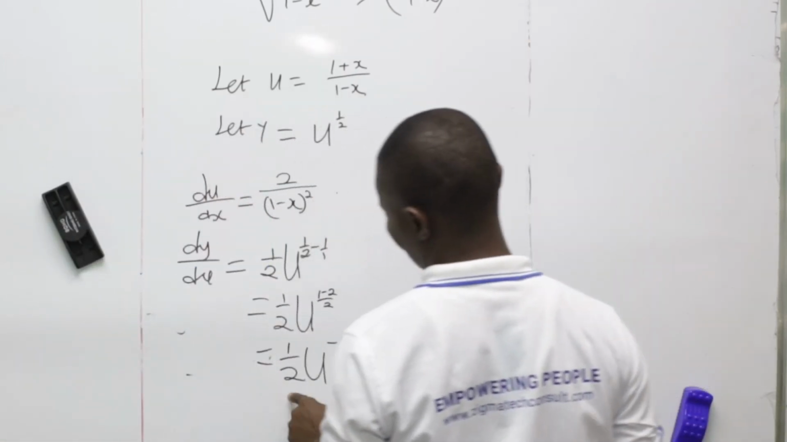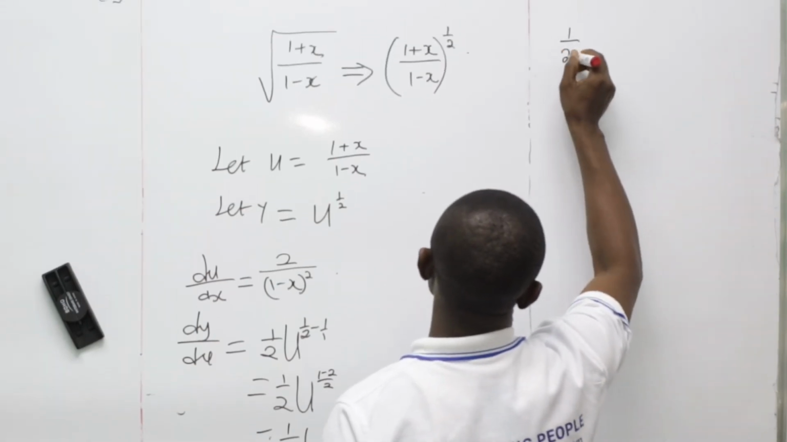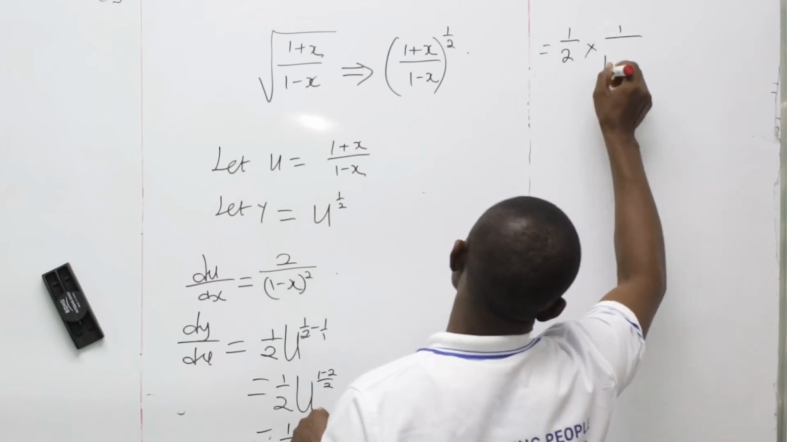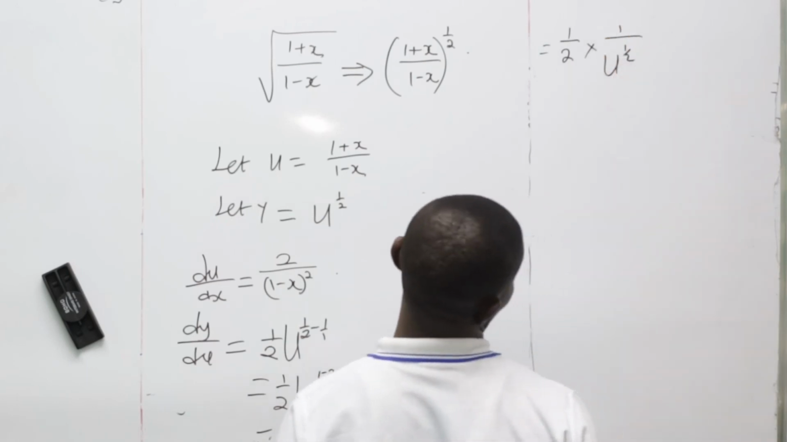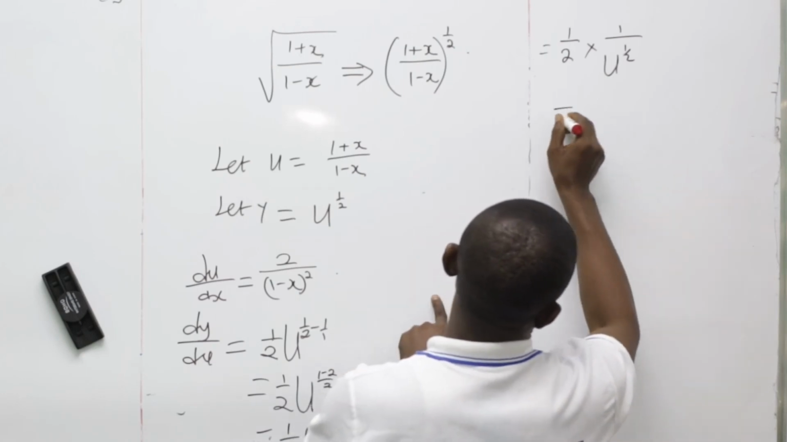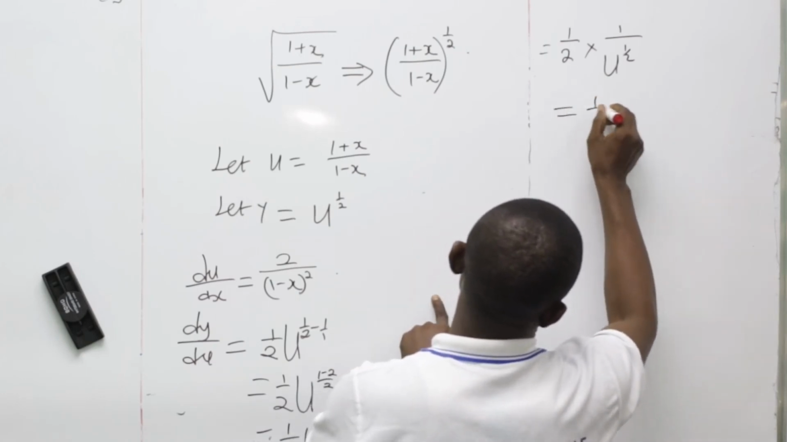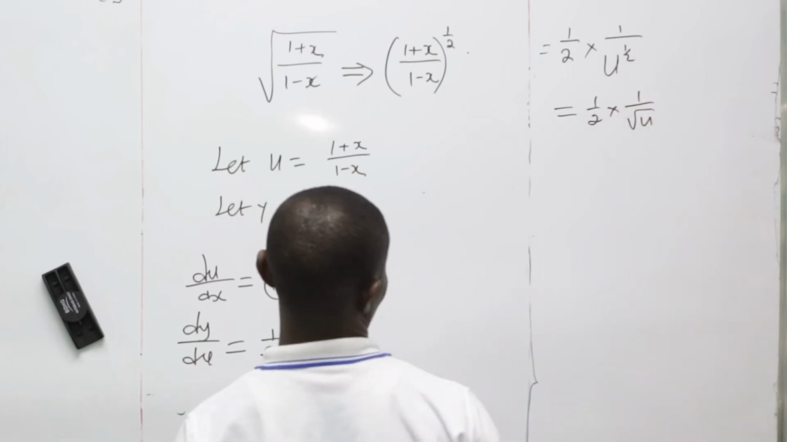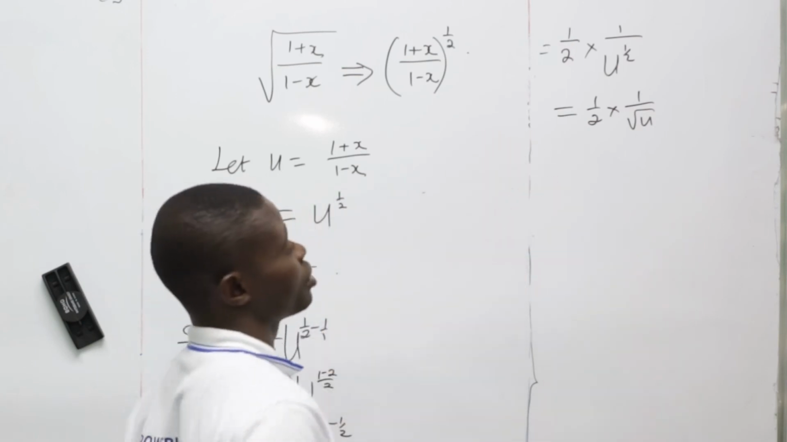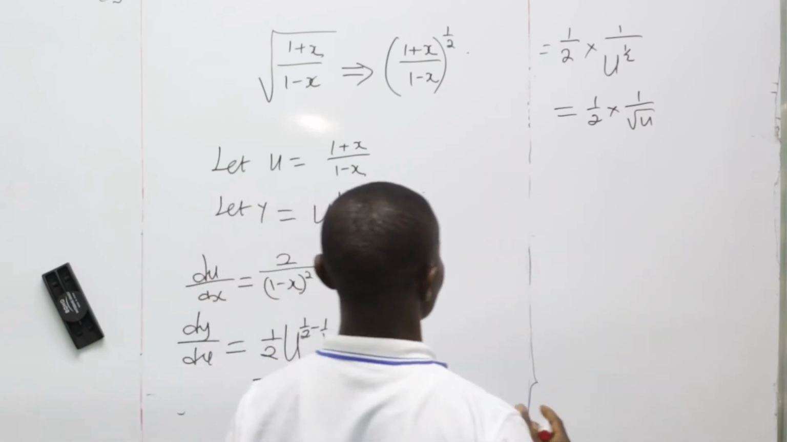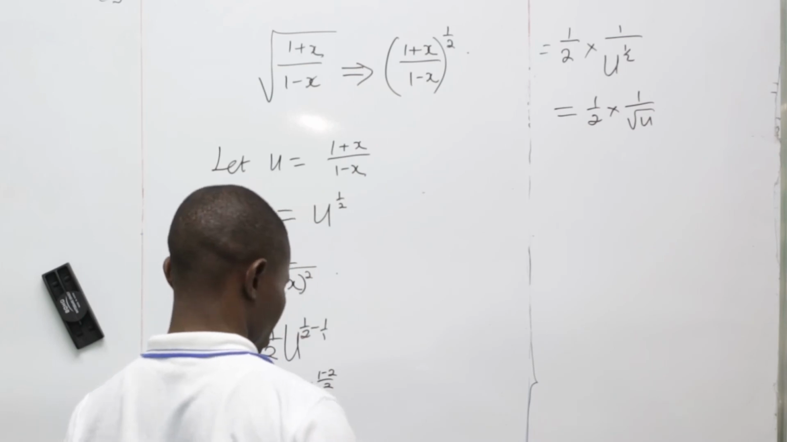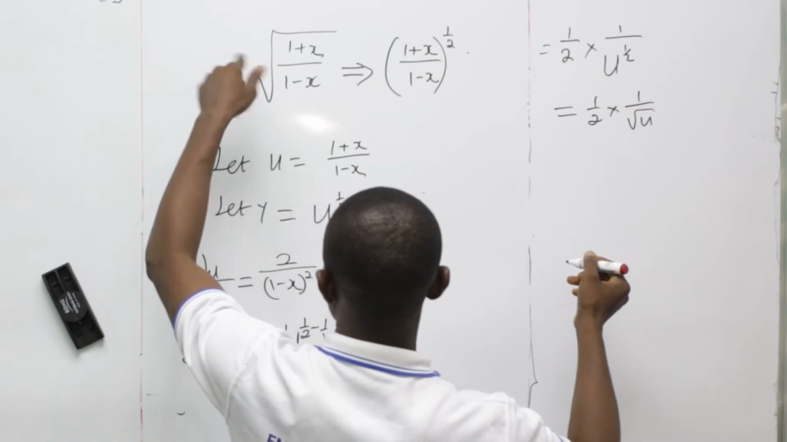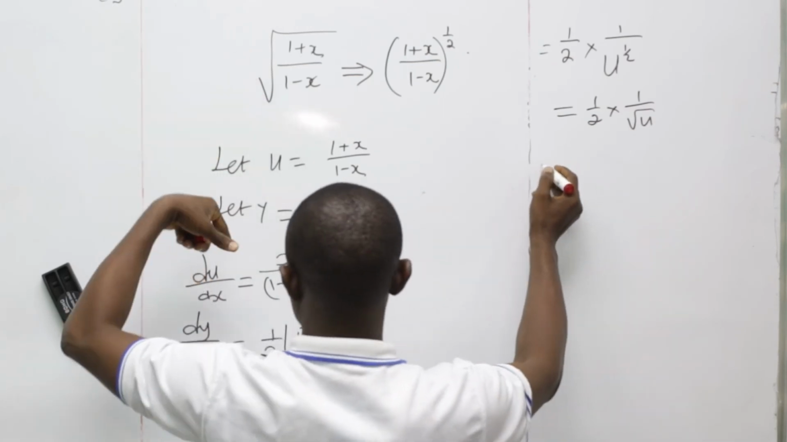So what do we have now? 1 all over 2 multiplied by this means 1 all over u this. This will give us 1 over 2 times 1 all over root u. Do you agree? Yes. According to law of indices, anything raised to the power half is just square root of that stuff. Okay, now we have a fraction. We want to bring back the whole thing. Our interest here is what?